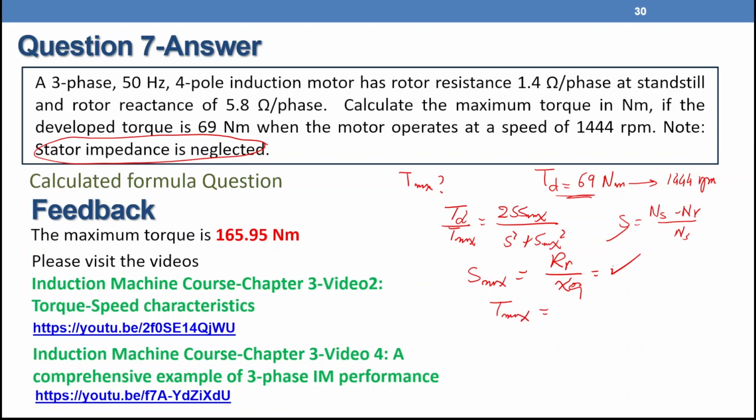The answer will be this one, 165.95 Newton meter. If you would like to know more about how to calculate the starting torque, the maximum torque, and whether the stator impedance is neglected or not, please visit the Induction Machine Course Chapter 3 Video number 2, Torque Speed Characteristics, and the Induction Machine Course Chapter 3 Video number 4, a comprehensive example of three-phase induction motor performance.